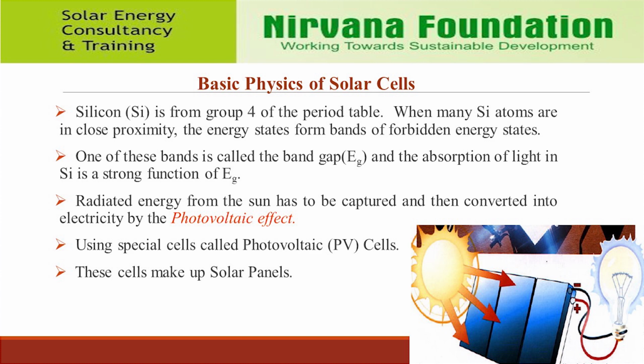Basic physics of solar cells. Silicon, Si, is from group 4 of the periodic table. When many silicon atoms are in close proximity, the energy states form bands of forbidden energy states. One of these bands is called the band gap, Eg, and the absorption of light in silicon is a strong function of Eg. Radiated energy from the sun has to be captured and then converted into electricity by the photovoltaic effect, using special cells called photovoltaic, PV, cells. These cells make up solar panels.